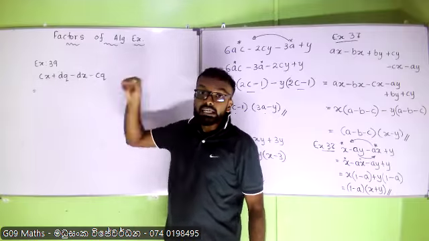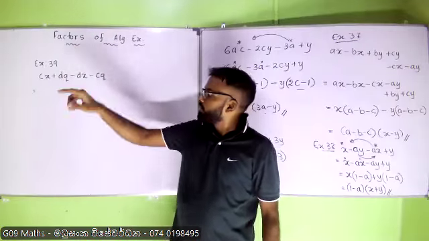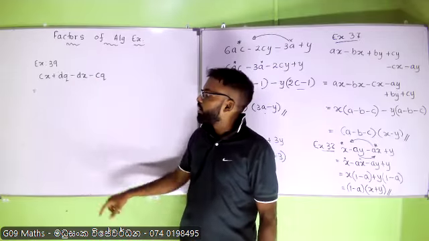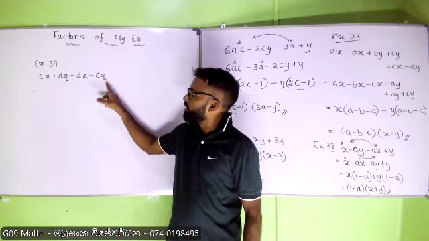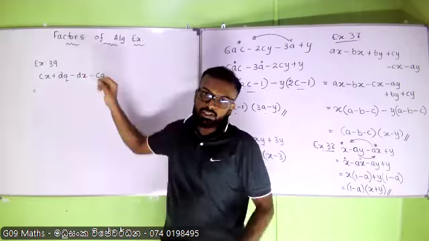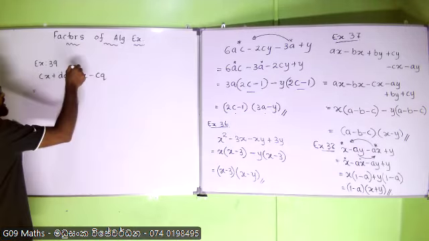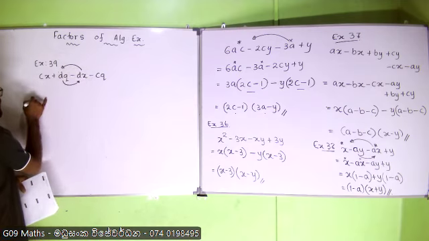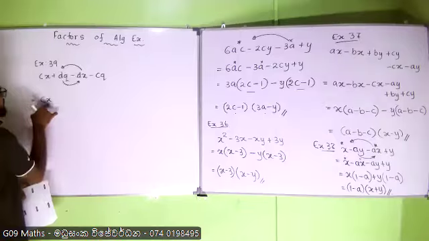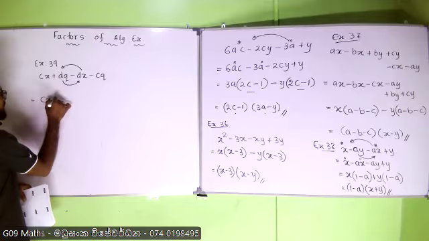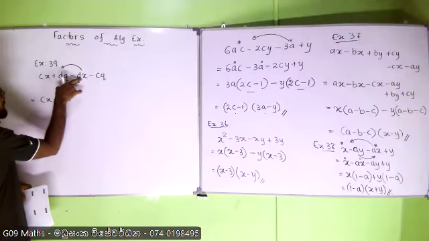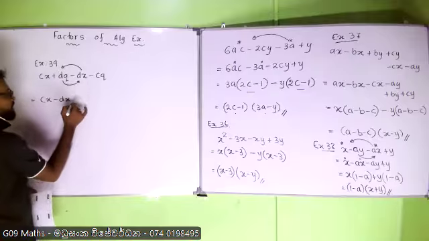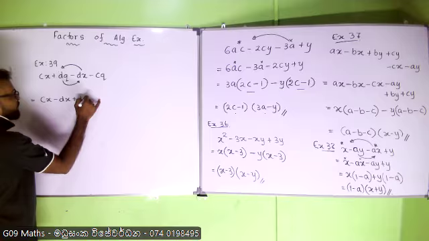cx minus dx, x is common, right? dq minus cq, q is common, right? Then you are going to rearrange this. So I am going to move this term to here and this term to here. First of all, I am going to arrange cx, minus dx comes here. Don't change the signs. Minus dx comes here, plus dq is shifted to the right.